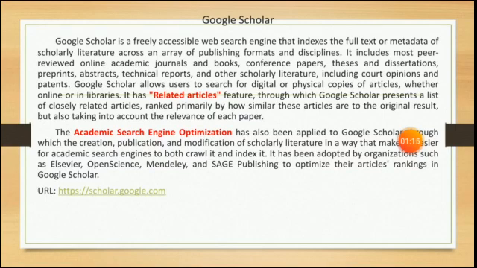Academic search engine optimization has been applied to Google Scholar, through which the creation, publication, and modification of scholarly literature is done in a way that makes it easier for academic search engines to crawl and index it. It has been adopted by organizations such as Elsevier, OpenScience, Mendeley, and Sage Publishing to optimize their articles' ranking in Google Scholar. So if you have published a paper and the journal shows citations in Google Scholar, it will be very useful to cite the paper also.